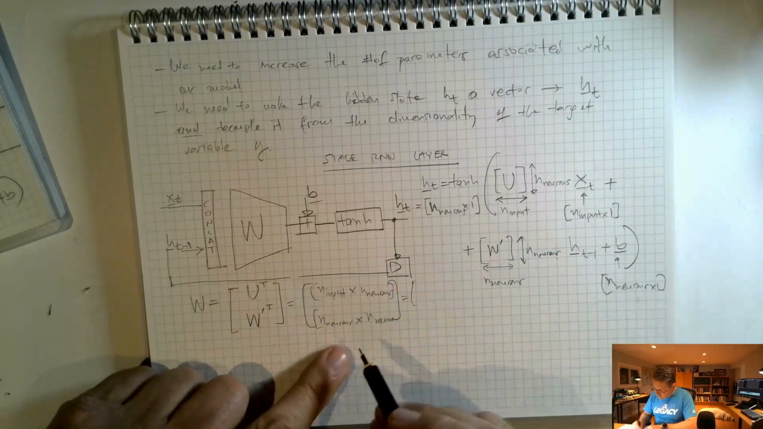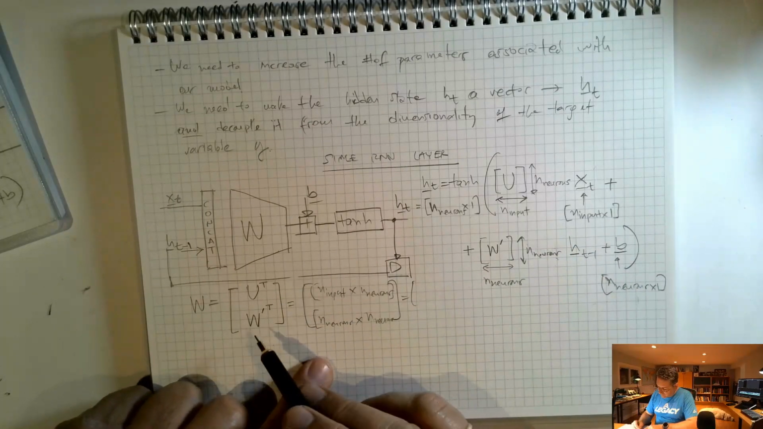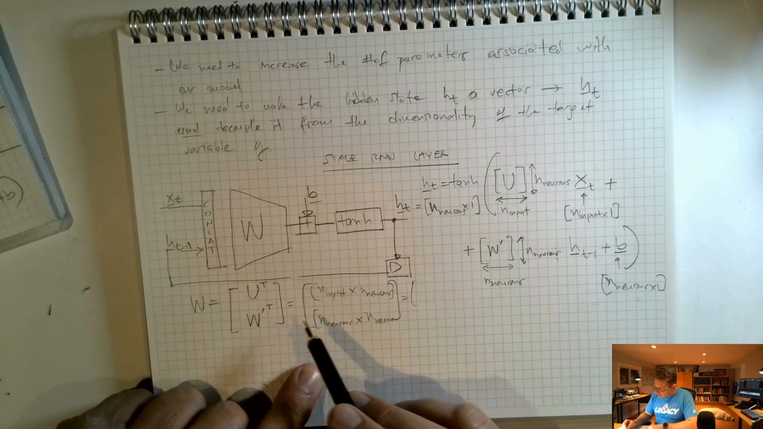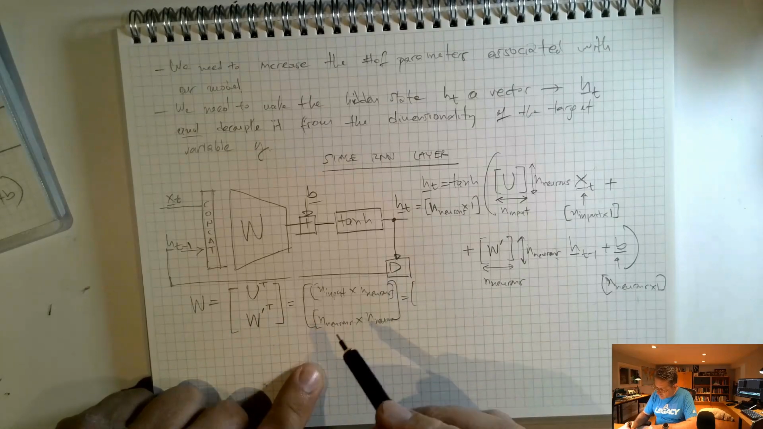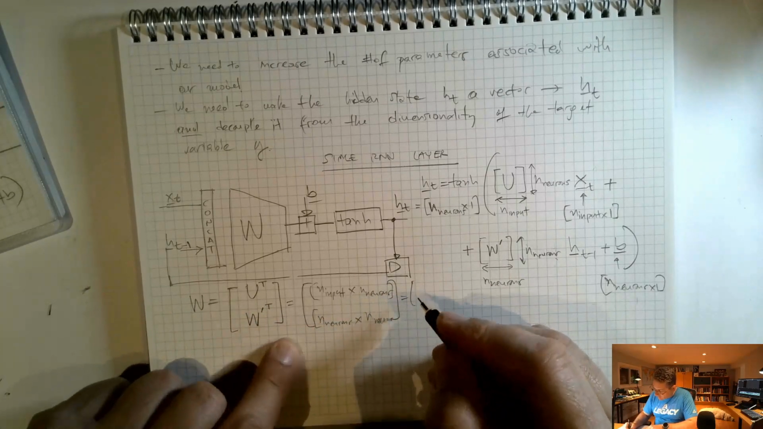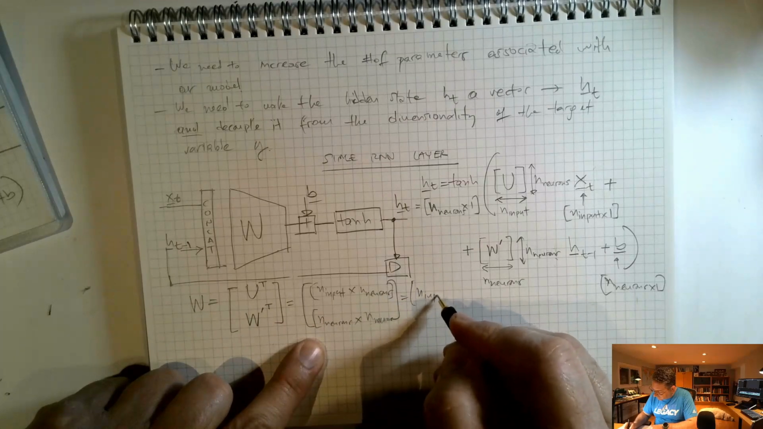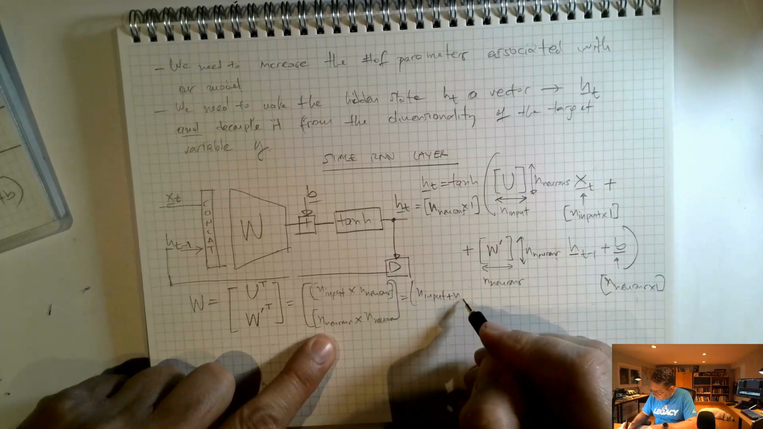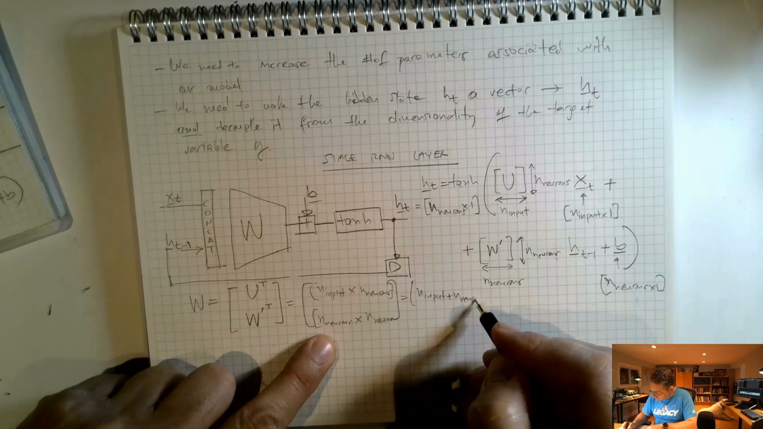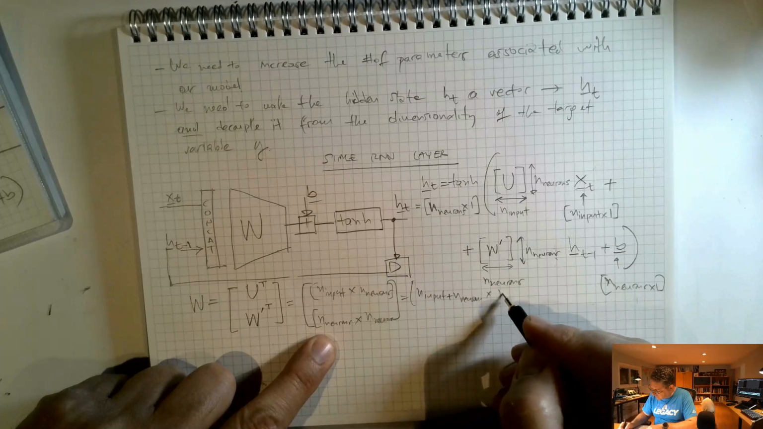So the dimensions of W prime transpose is n neurons by n neurons. So finally the dimensions of W is n input plus n neurons by n neurons.